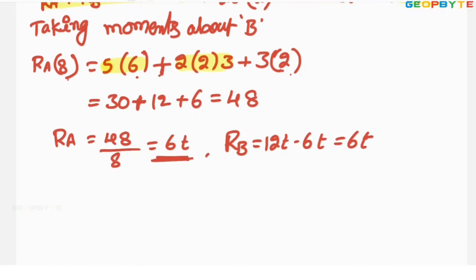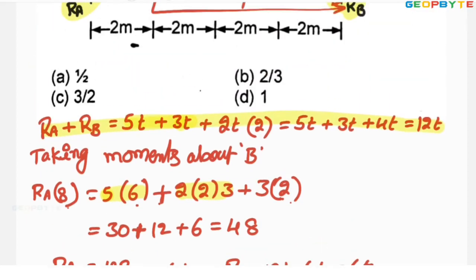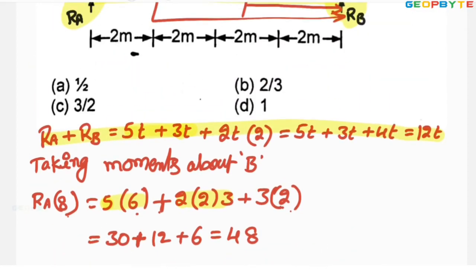Therefore RA by RB is equal to 6 tons by 6 tons. It is equal to 1. This is the answer. Look at the answer. Option D is absolutely correct. I hope you clearly understood. It is a very important problem. Let us go for the next problem.